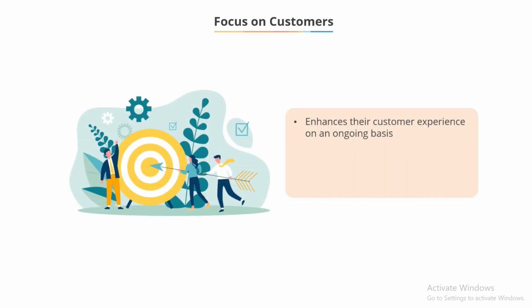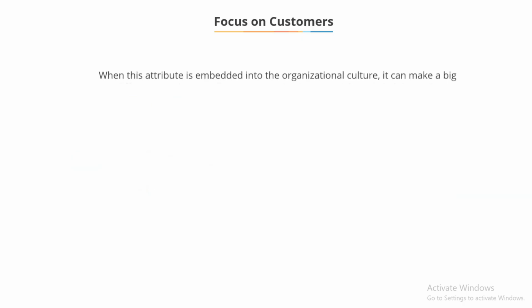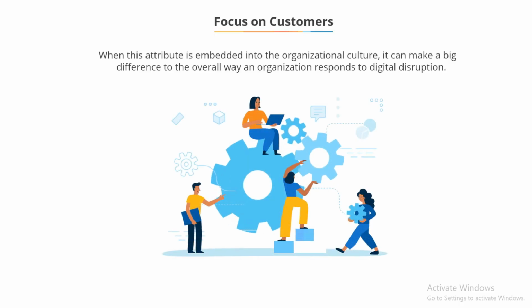The next attribute is about having a maniacal focus on the customers. A successful organization keeps on enhancing their customer experience on an ongoing basis, tends to solve more problems, and stays relevant to the changing needs of the customers by improving their products and services. When this attribute is embedded into the culture of an organization, it can make a big difference to the overall way an organization responds to digital disruption.